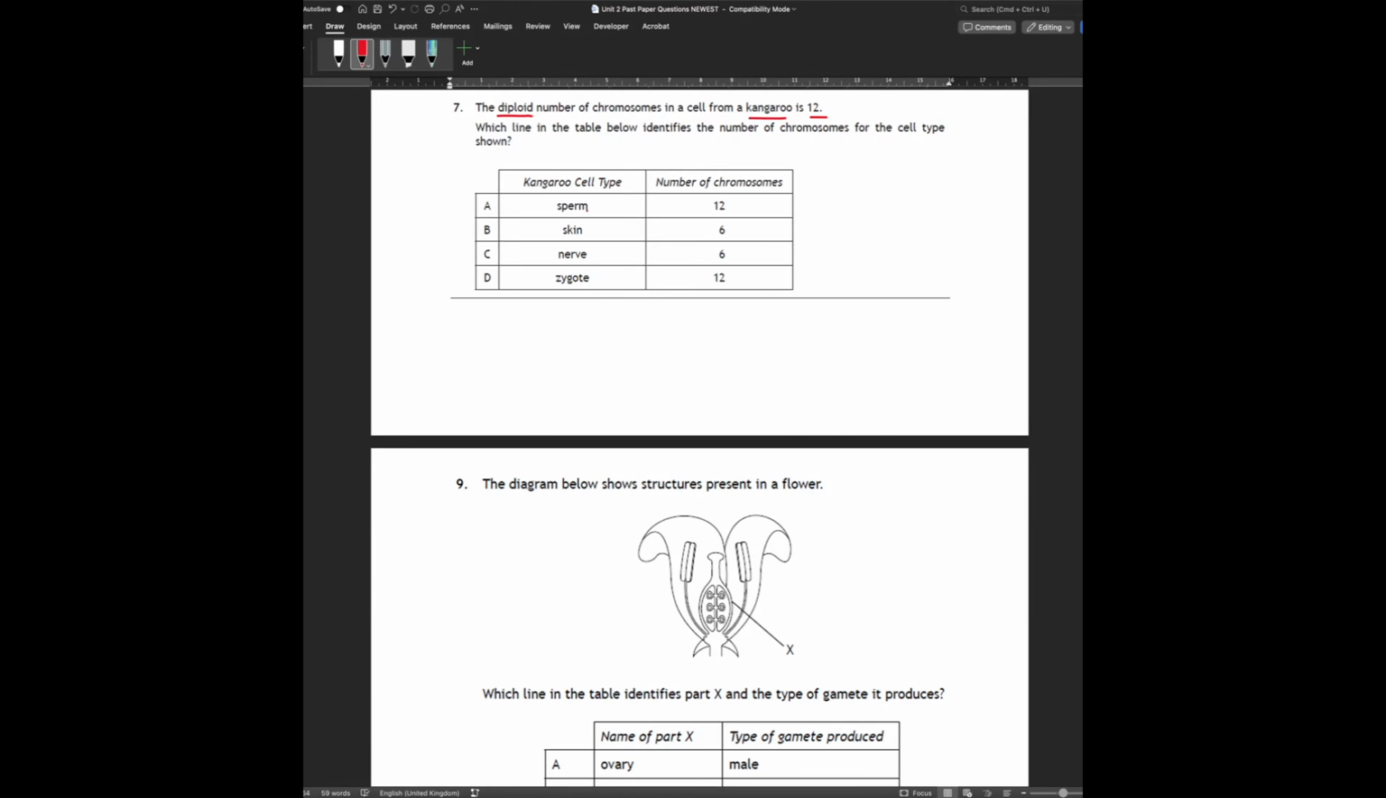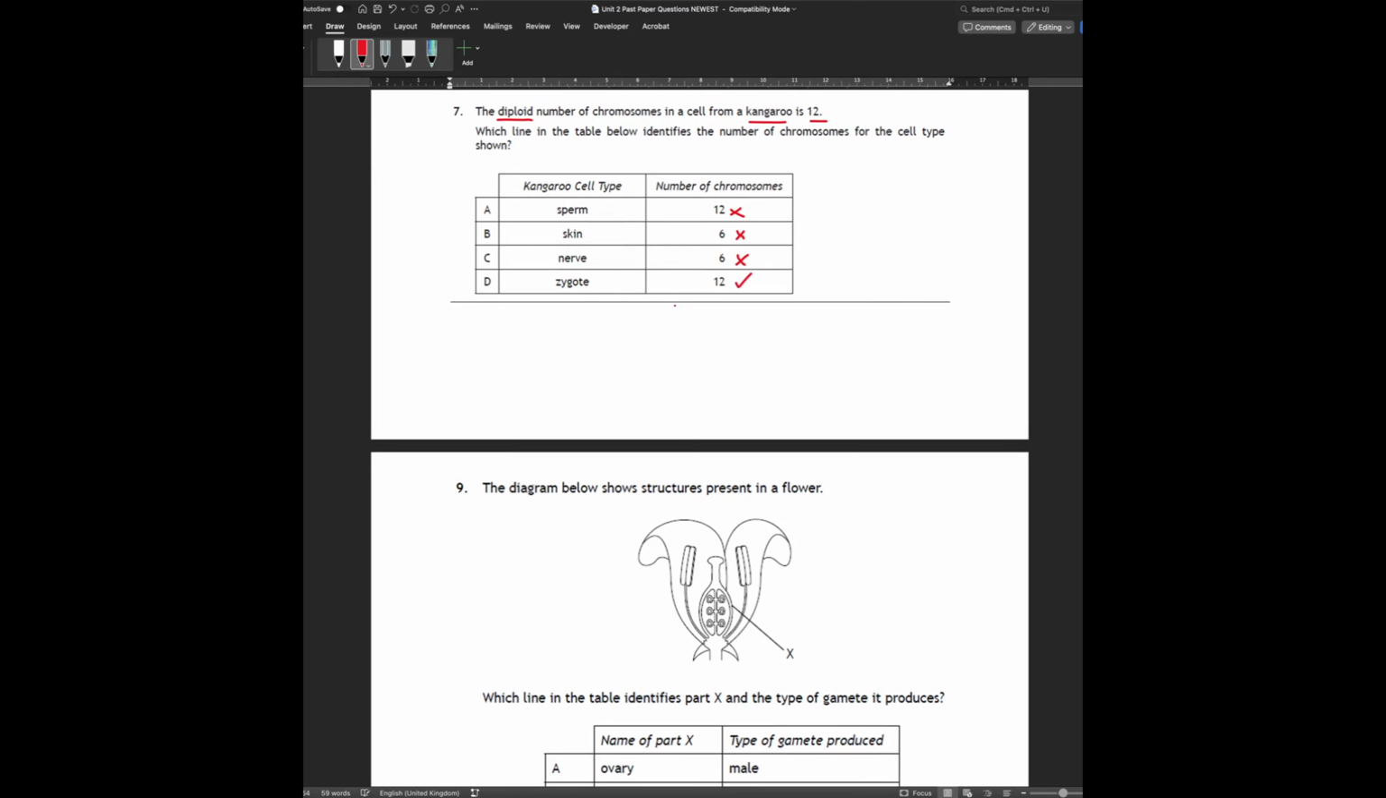So let's have a look at the options. The sperm, which we know is a gamete, should have 6 chromosomes, but here it has 12, so we know that's wrong. The skin, that's a body cell, that's diploid, should have 12 chromosomes. It tells us diploid is 12, so skin should have 12. It doesn't, so that's wrong. Nerve, also a body cell, which means it should be diploid. That's not got enough chromosomes. And lastly, the zygote. We know that the zygote is a diploid cell, and if it's a diploid cell, it should have 12 chromosomes, and therefore that one is going to be correct.